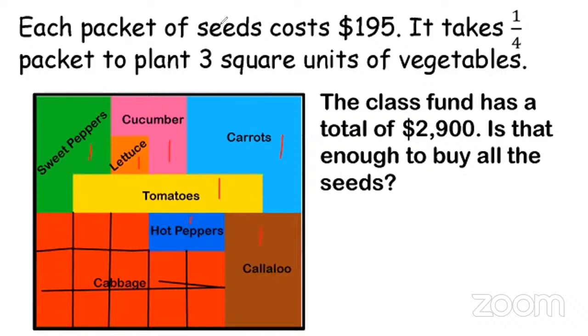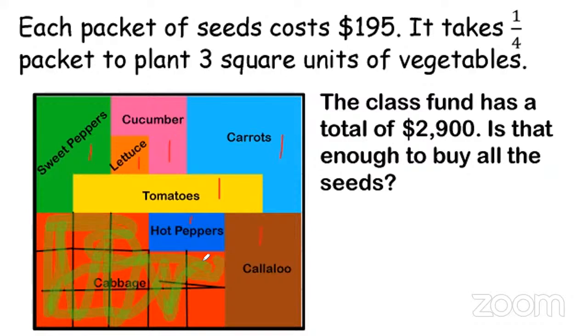And what do we know about 1 packet of seed? It can cover how many square units? 12. Right, 12 square units. So if 1 packet of seed covers 12 square units, let me find this and use this to draw. So if 1 packet covers 12, which is right here, this is 1 packet, right? So this is 12. Am I correct?